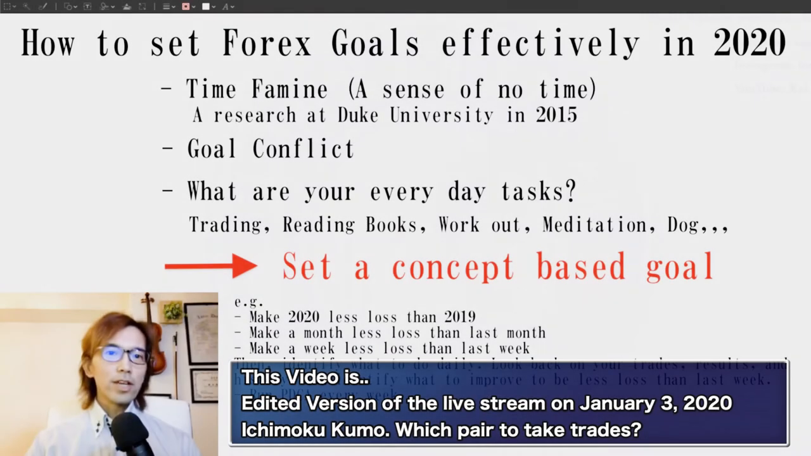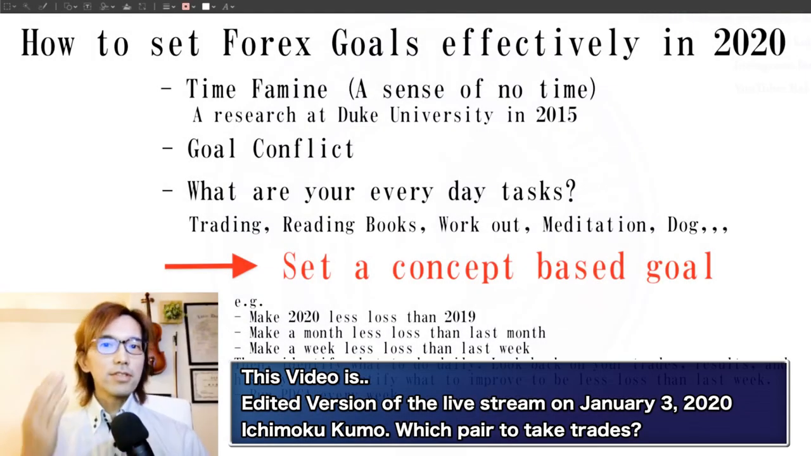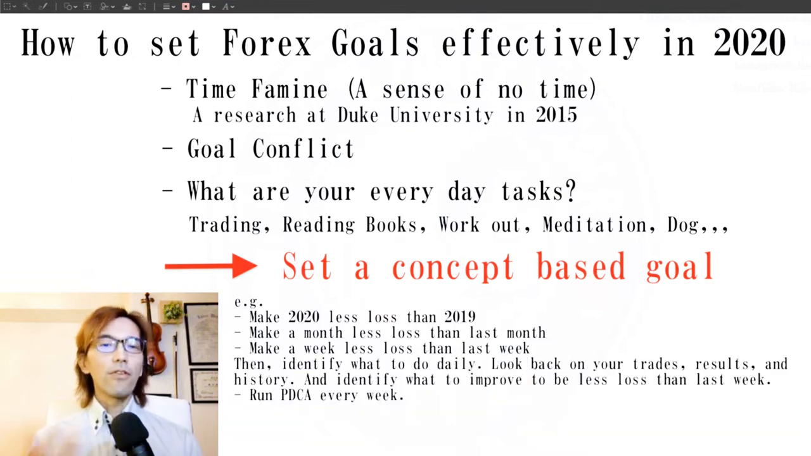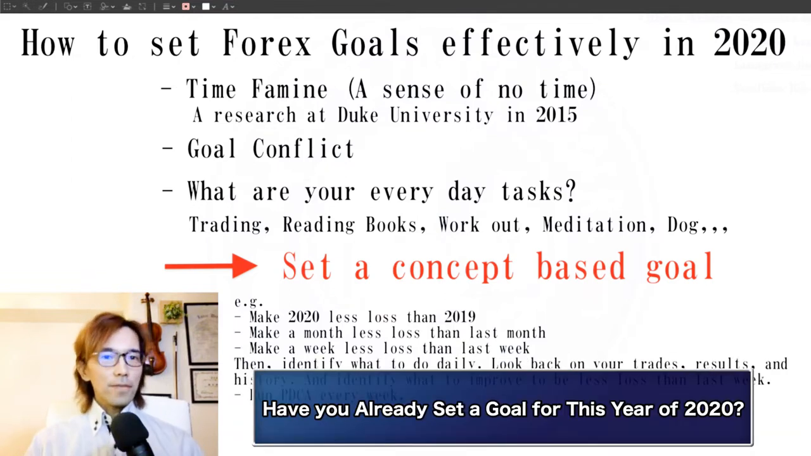So today on this Forex Mentor Live, I want to talk about how to set a goal effectively for Forex trading. And first of all, how many of you already set a goal for this year 2020? Just reply yes or no. I just wanted to see how many of you have already set a goal this year. Just type yes or no.